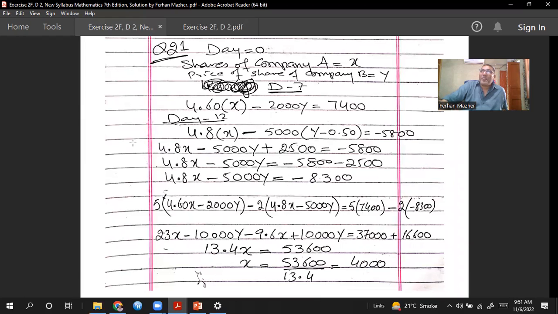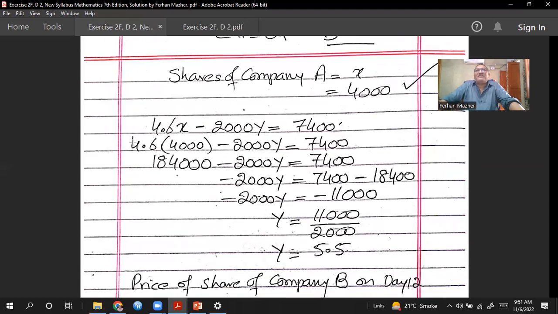Very tricky statement, and you can see the numbers involved can confuse you. Okay, now the shares of company A are 4,000. Now I know the value of x. I will put this value into my first equation. So 4.6 into x minus 2000y equals 7,400. So 4.6 into 4,000 minus 2,000 into y equals 7,400. So it will be 184,000 minus 2,000y equals 7,400.